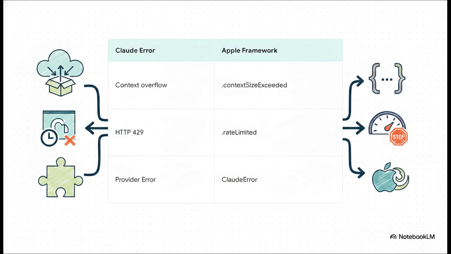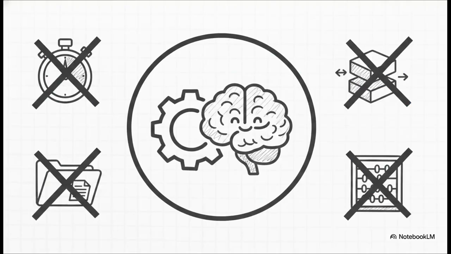So if you hit a context window overflow on Claude's end, your app just catches it as a native .contextSizeExceeded. Get an HTTP 429, too many requests? Your app sees .rateLimited. This means you can use your standard Swift pattern matching to handle cloud errors exactly the way you'd handle local on-device ones. Now, we do need to be upfront and map out the unsupported features.